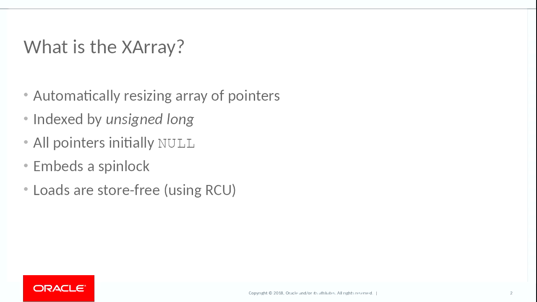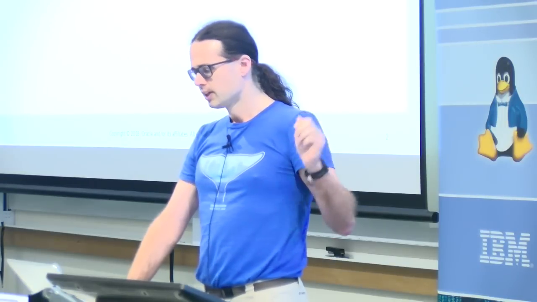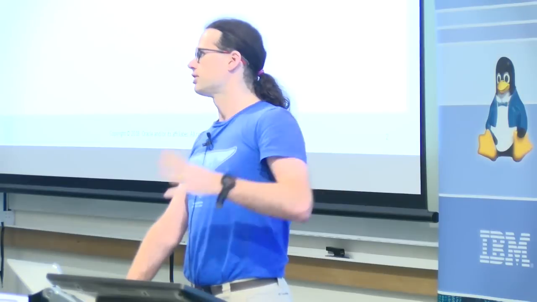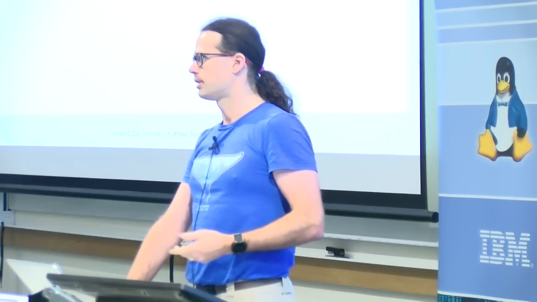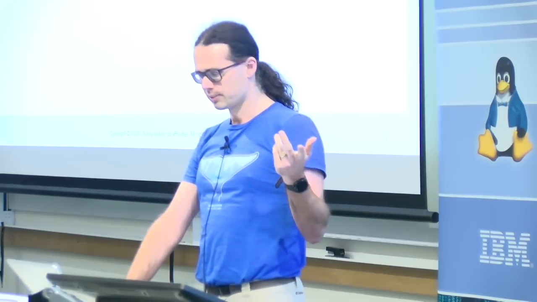Hopefully for the better. So its important traits is that it's an array of pointers, it's indexed by an unsigned long. Some people have been asking for a U64 index, they're not getting it yet, they might in the future. It starts out with all pointers in it being null, and it allocates no memory to begin with.